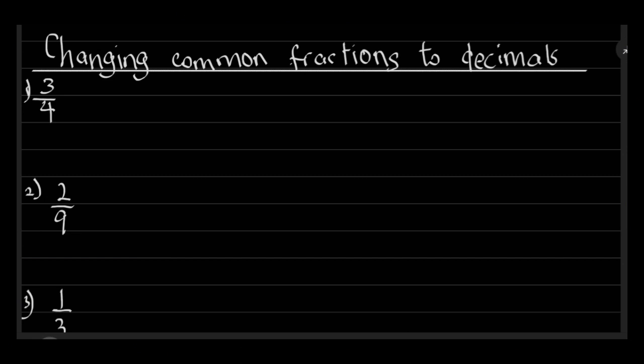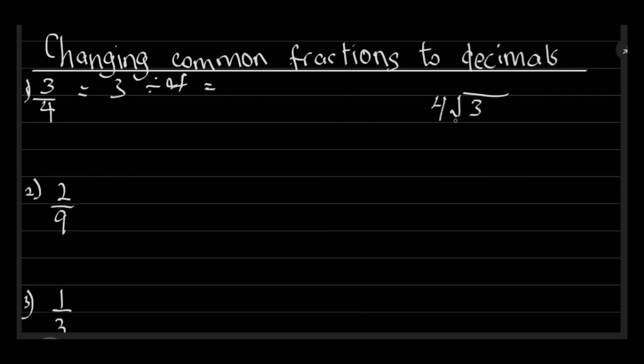Now we are looking at changing common fractions to decimals, and we'll have to use what we sometimes term as the long division. So how do we do this? First, 3 over 4 is the same as 3 divided by 4. So you have to do that division. You could use what is known as the long division method.